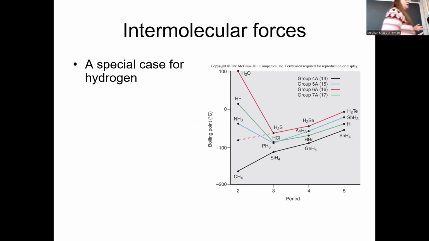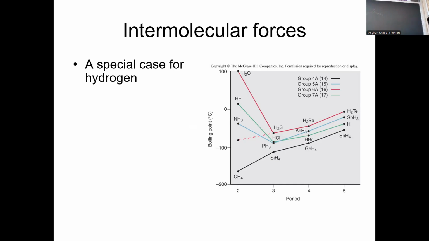Those are nonpolar molecules. Now the others are all polar, so we expect the boiling points to go up a little bit. If we are looking at the halogens, here's hydrogen iodide, hydrogen bromide, and hydrogen chloride.